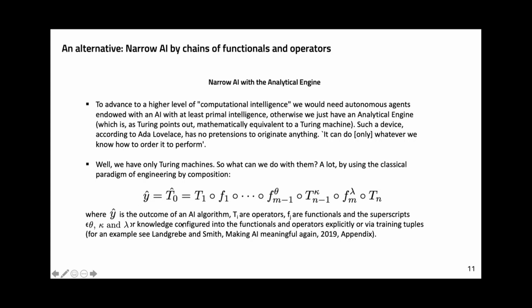Which is Y or T hat. And the superscripts that you can see here, theta, kappa, lambda, are prior knowledge that can be configured into the functions and operators explicitly or via training tuples. So for example, this could be just a set of rules. And this could be the parameterization of the rules. This could be a function that has been trained like a spam filter, and where the parameter indicates which training tuples were used.